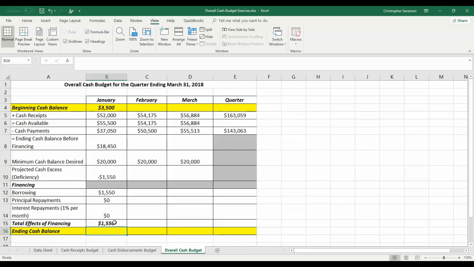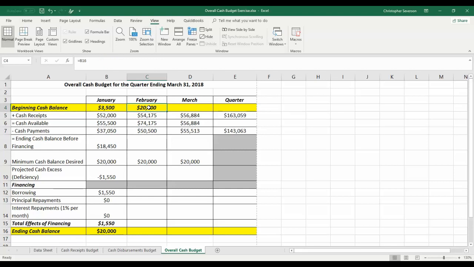$1,550, because we gained $1,550 in cash. Now, the ending cash balance is going to be what we started with plus this total effects of financing. And lo and behold, it's $20,000 because we borrowed enough money to get there. February's beginning balance is going to be January's ending balance, so I'm just linking down to that. Now you'll see it updated.